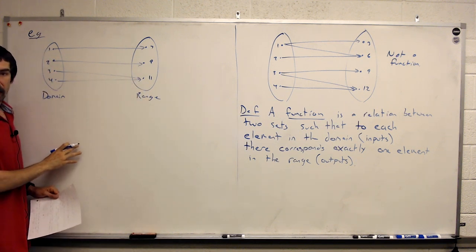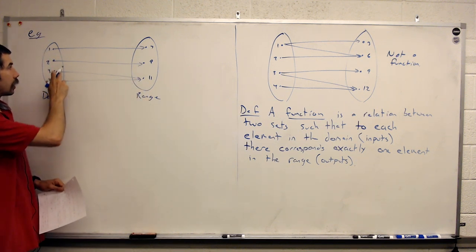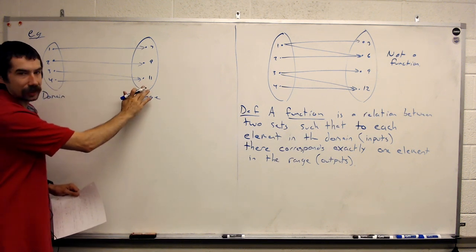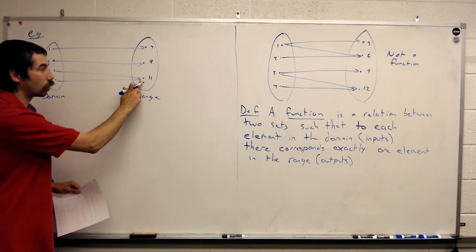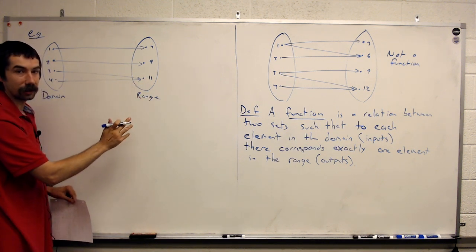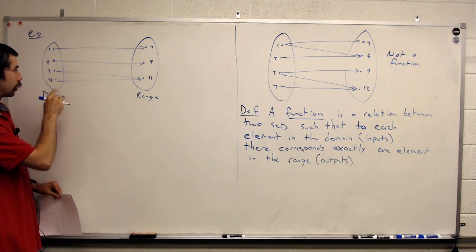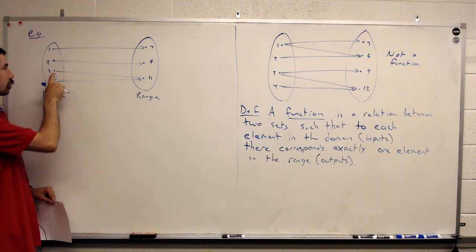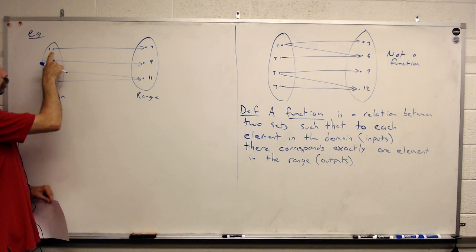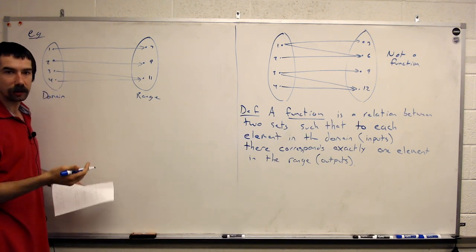This is a function, right? Because each element in our domain gets sent to exactly one element in the range. It's okay that two things get sent to 11. We just care, is there one arrow out of 4? Is there one arrow out of 3? Is there one arrow out of 2? Is there one arrow out of 1? If the answer is yes for all those, then it's a function.